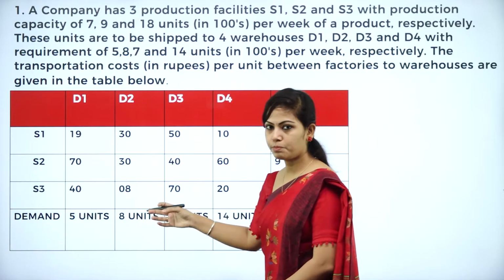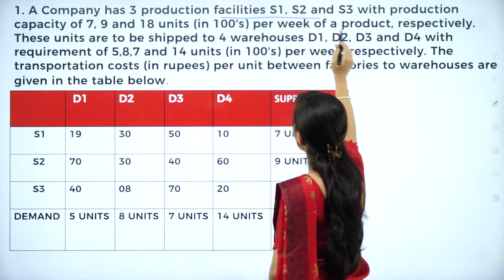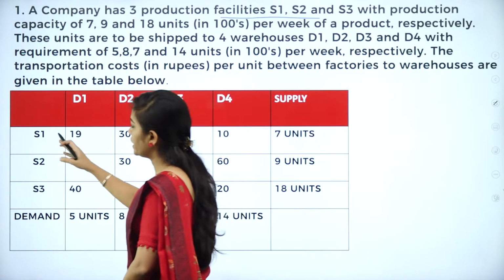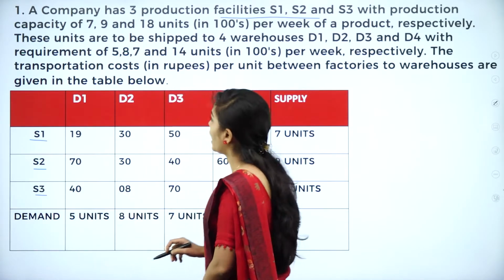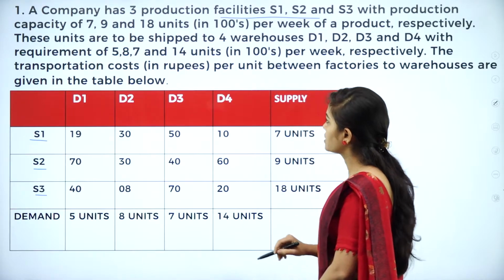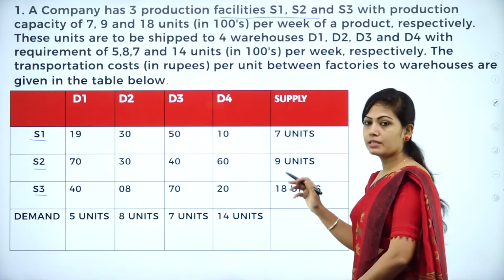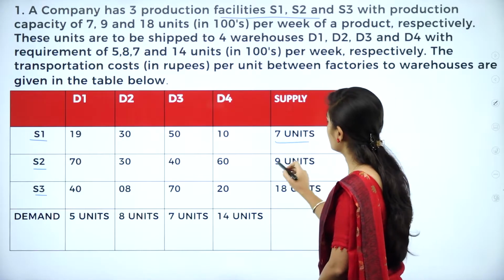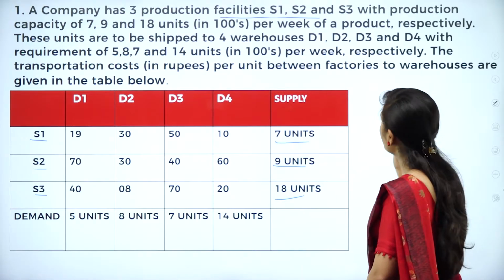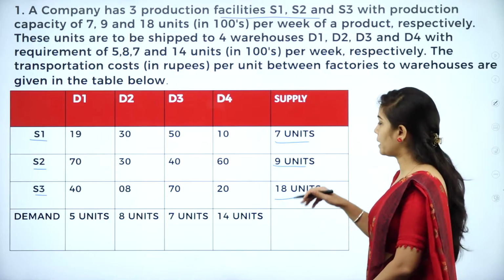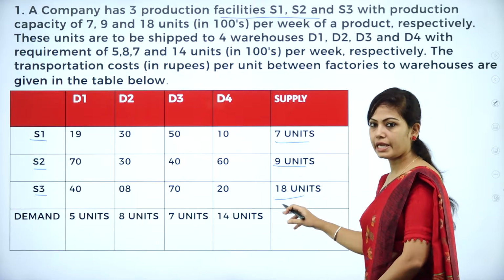Here you have one problem. A company has three production facilities, S1, S2 and S3, and the capacities are 7 units, 9 units and 18 units in 100 rupees per week of a product. Per product they have the capacity for S1 is 7, S2 9 units, S3 18 units.